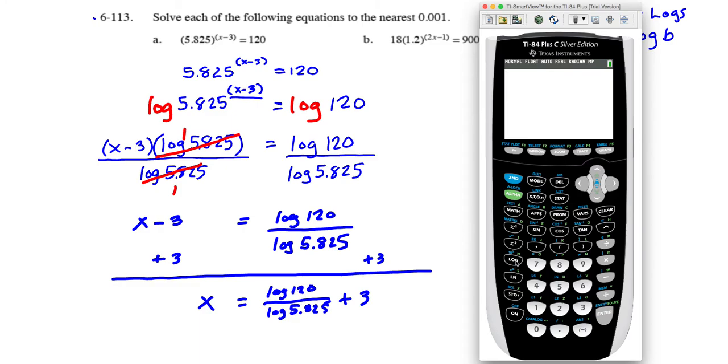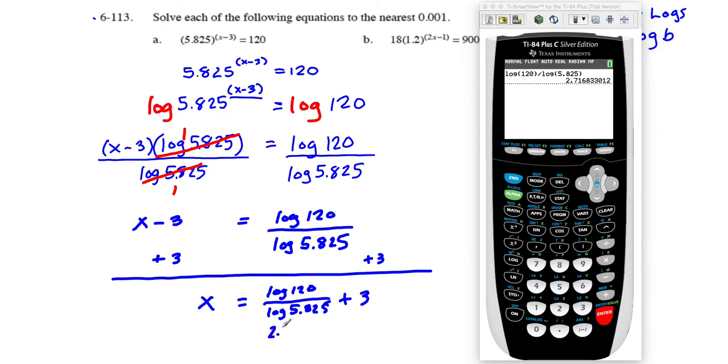So we're going to do the log of 120 divided by the log of 5.825. We'll take that, and then we'll add 3 to whatever we get there. So that's about 2.717 if we round it. I'm just going to do that so we know what our values are.